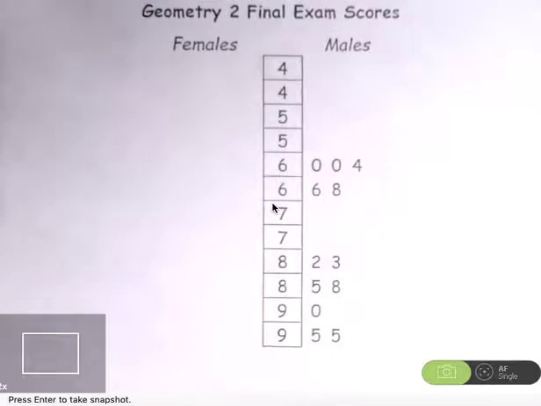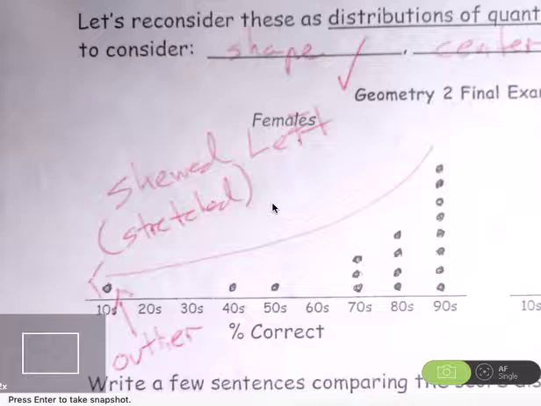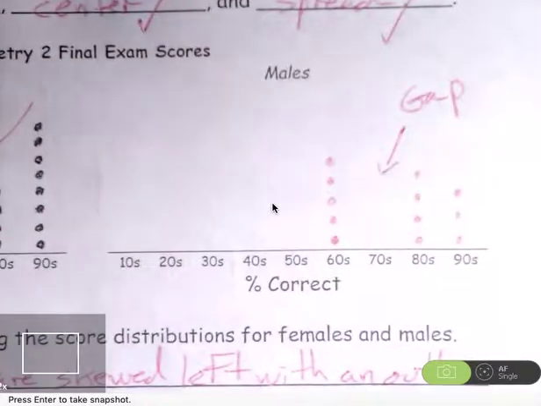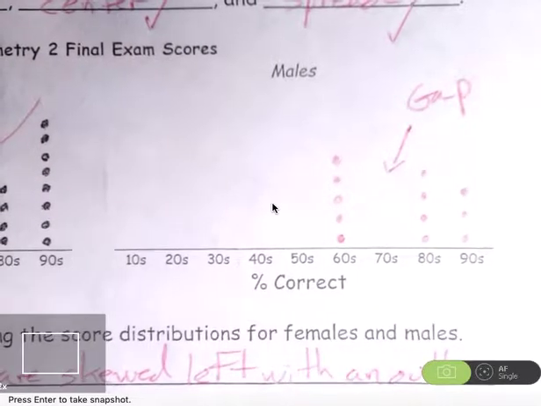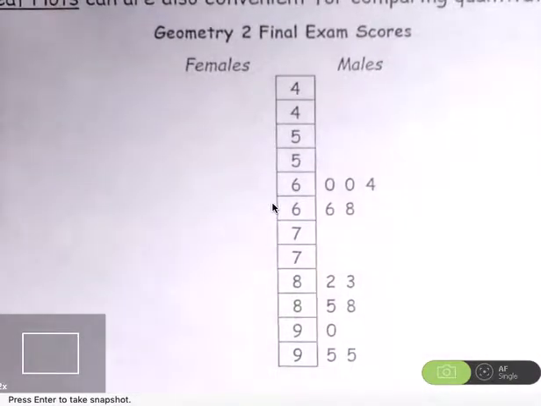Guys, today we looked at the Geometry 2 final exam scores from one of my classes, and we separated it by gender. We made separately a dot plot for the distribution of scores for the females in the class, and a dot plot for the distribution of scores for the males in the class. One of the things that I want you to see is an alternative way to present this quantitative data, and it's by doing something called a back-to-back stem and leaf plot.